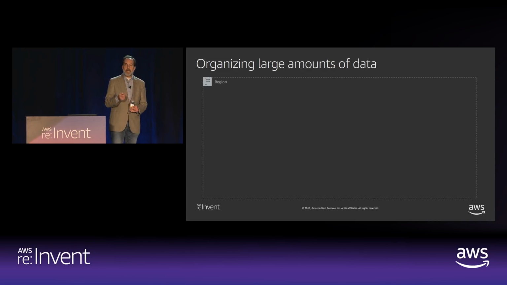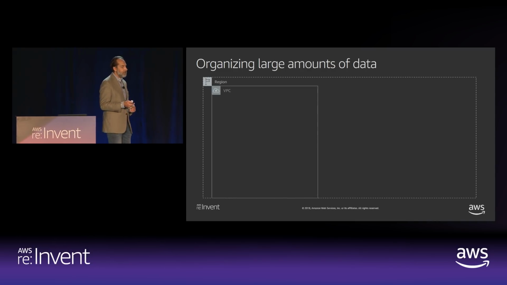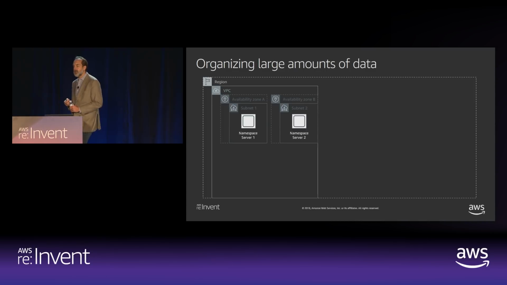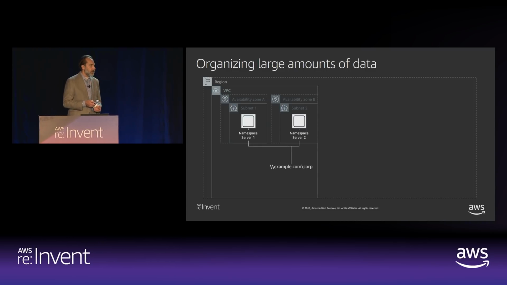So that architecture, again, we're going to start out with the region, a VPC, and the availability zones and the subnets. You are going to host a namespace server in 2 different AZs. We recommend that for high availability for your namespace. You would create that namespace. You would create shares or folders under that namespace.